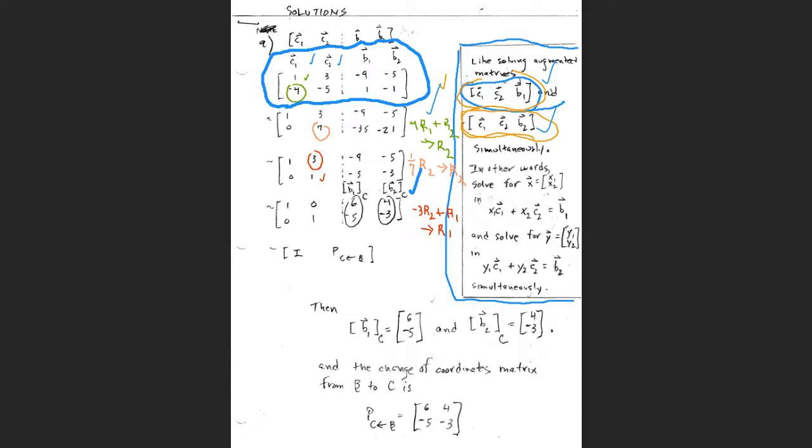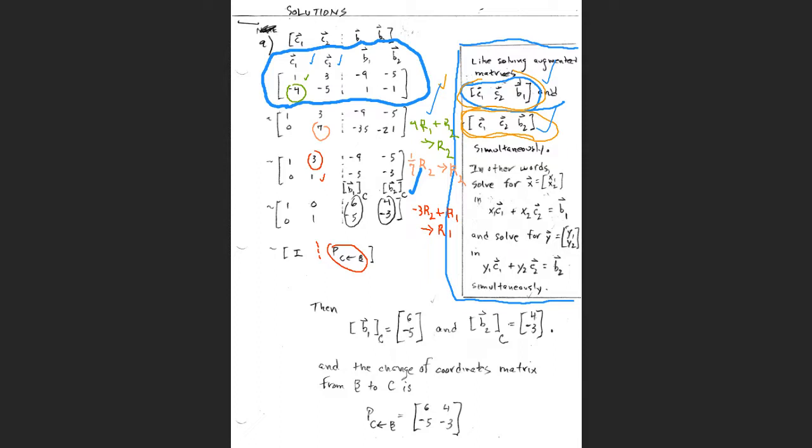And so what happens is this: on the left, you get the identity matrix, and then on the right, you get your change of coordinates matrix from basis B to basis C. Do you see that? How you're solving the two systems simultaneously?